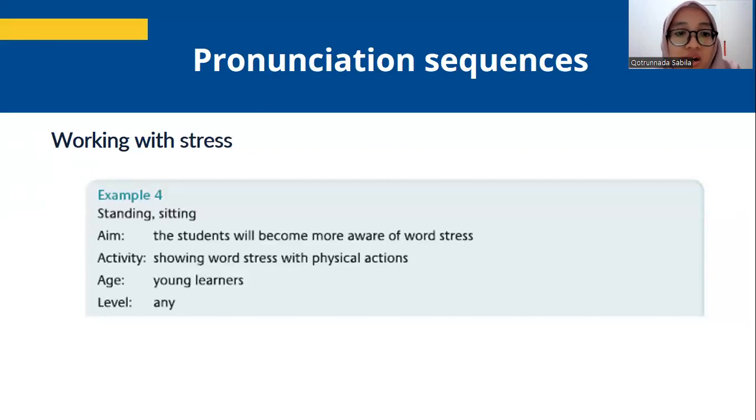Young learners are very good at imitating, especially the teacher, and we can help them. For example, tell students that they are going to make words by standing and sitting. They have to think of how many parts the word has and then make words in stages.